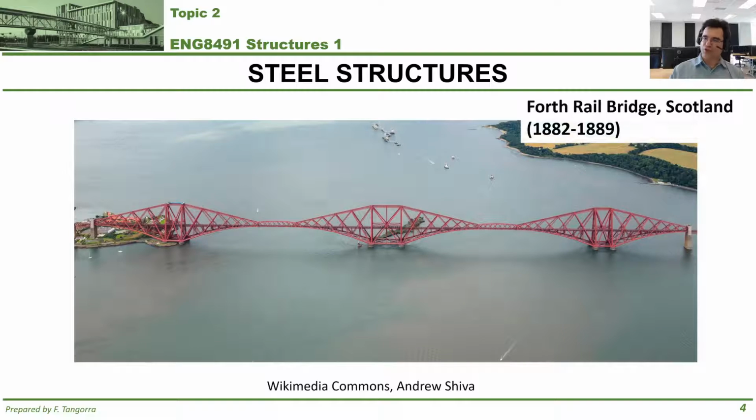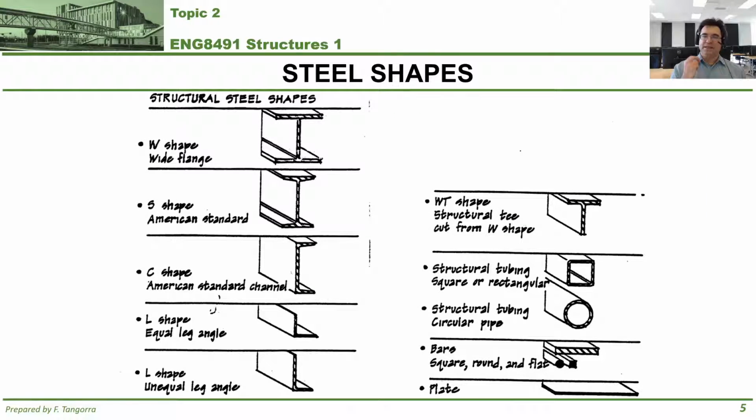This is what the Forth Rail Bridge looks like right now, and you'd be interested to find out that its construction happened over about 7 years, starting in 1882, and it's still in use today. Lovely bridge.